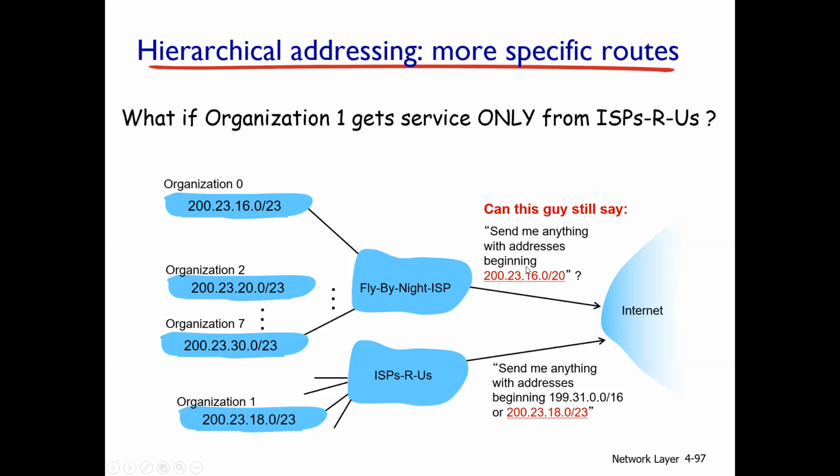Okay? Now, suppose that this organization 1 is no longer connected to this fly-by-night ISP. So its IP address is still this, but it's no longer connected to this. So the question then is, can this guy say that send me anything beginning with this address? And the answer is, can it say that? What do you think? Any thoughts?